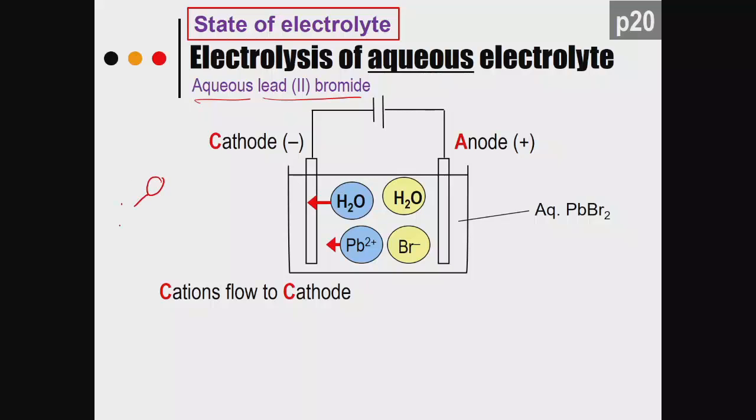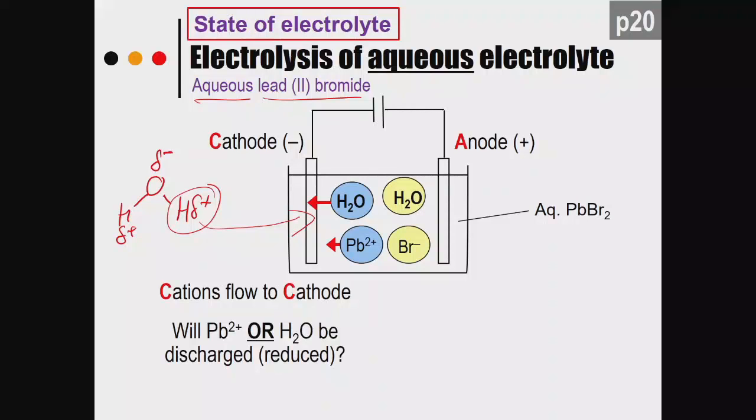But what you need to take note is, water is a polar molecule. Polar molecule means that it has a partial negative end due to your oxygen and a partial positive end. So therefore, there is a difference in the polarity, and hence, the partial positive end of water can be attracted to the electrode. Okay, and because of that, there will be two species that I need to consider, lead(II) ion, Pb2+, and water. Which one will be the one that is reduced at your cathode?